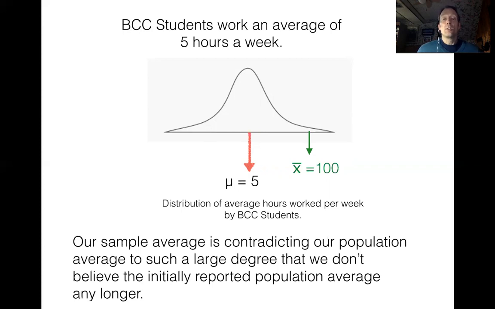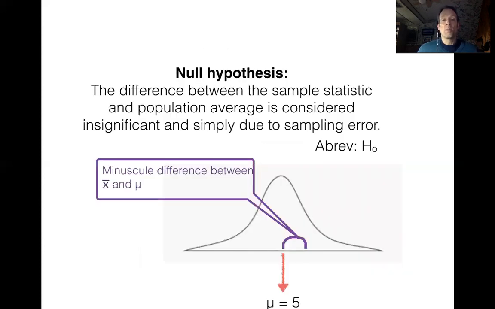Before we start doing sampling, though, before we start looking deeper into how we can look inside the sample and see if there's enough evidence to go and challenge that initially reported population average, there's one thing that we always have to do first before we begin that kind of an experiment. And we have to state what our hypothesis is. And there's two specific kinds of hypothesis.